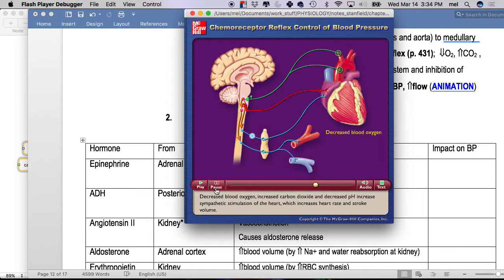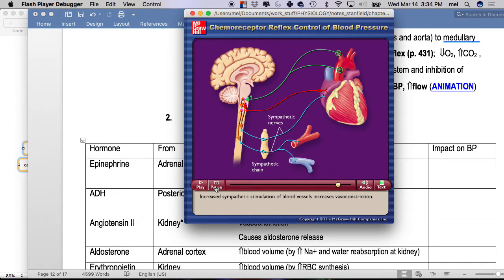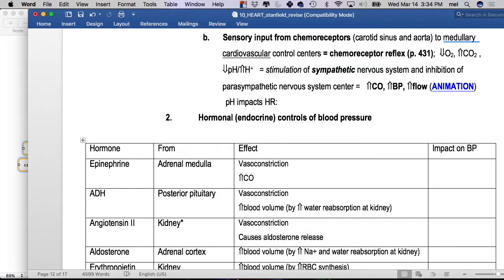Decreased blood oxygen, increased carbon dioxide, and decreased pH increase sympathetic stimulation of the heart, which increases heart rate and stroke volume. Increased sympathetic. What are you going to do to your vessels? Constrict. Got it. Yes. Sympathetic stimulation of blood vessels increases vasoconstriction. Got it? Does that make sense? Okay. So it's logical enough, isn't it?